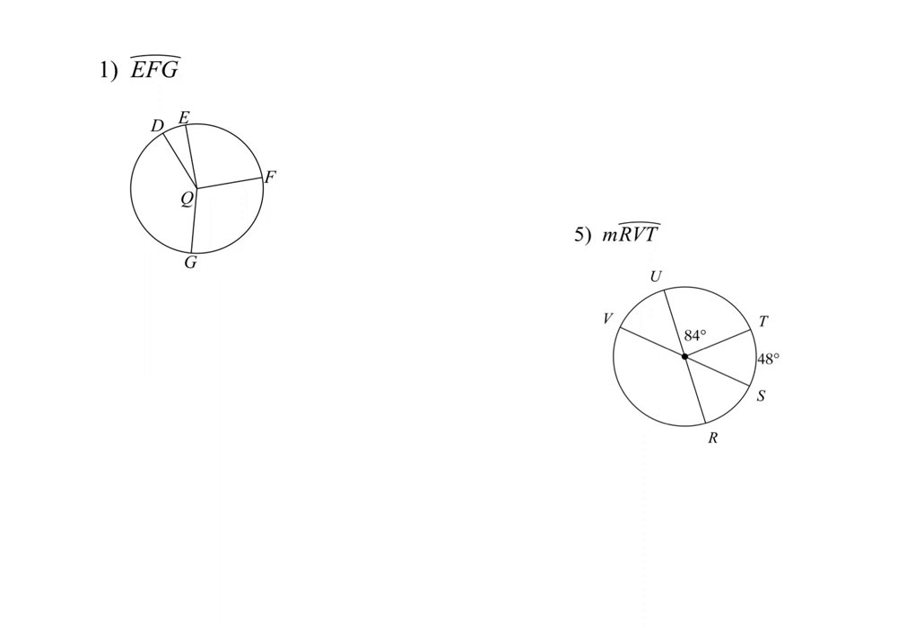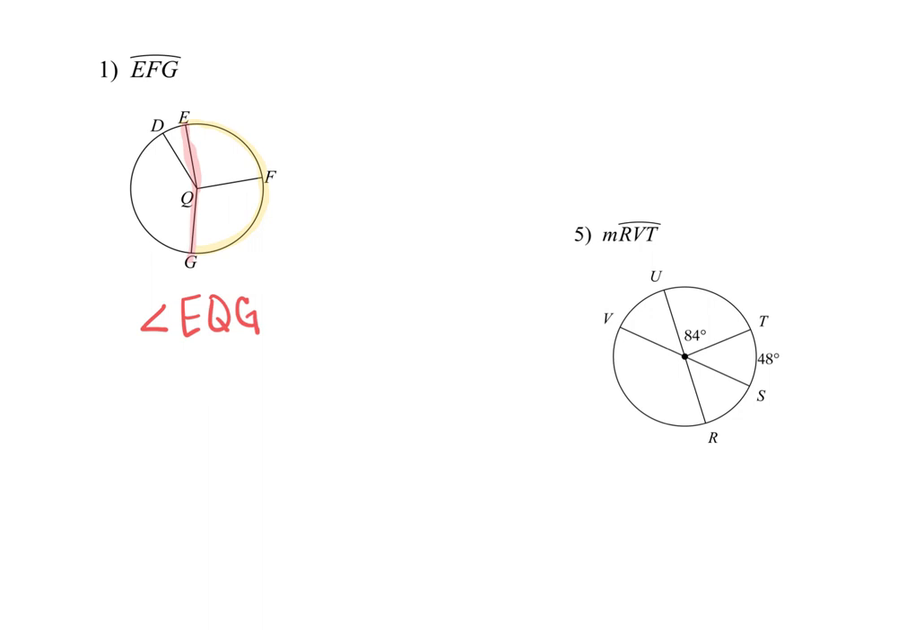And so you want to make sure you know what they're asking about. They're asking about E to F to G. They want the central angle that makes that. Well, that's going to be E to Q to G. And so you're going to tell me angle EQG. That's all you're doing for those.